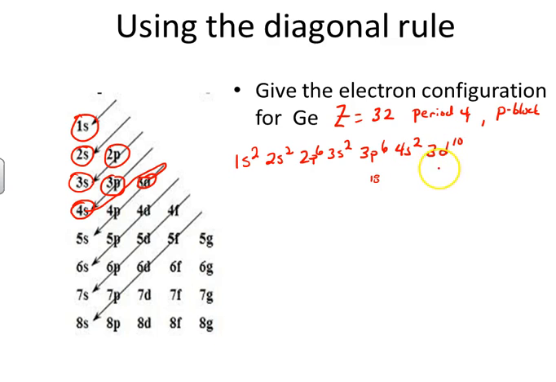So that's 30 electrons at that point. We need 2 more electrons, so we're going to have to go to 4p. And we would put 2 electrons in there. So that would be 32, excuse me, electrons.